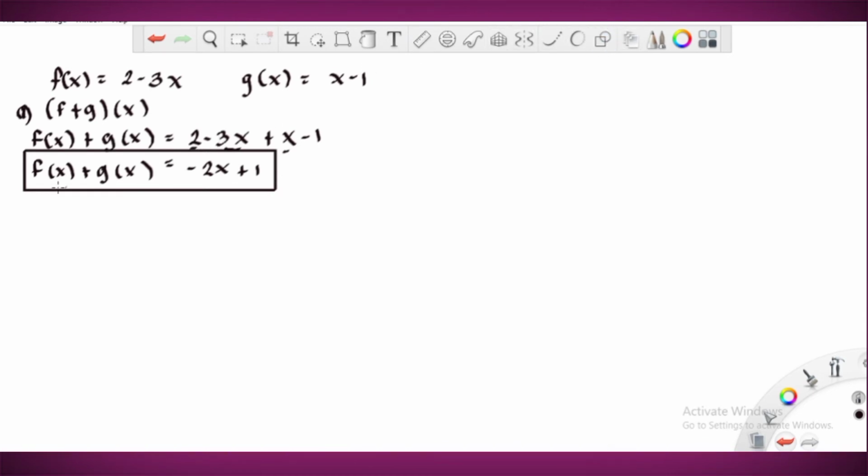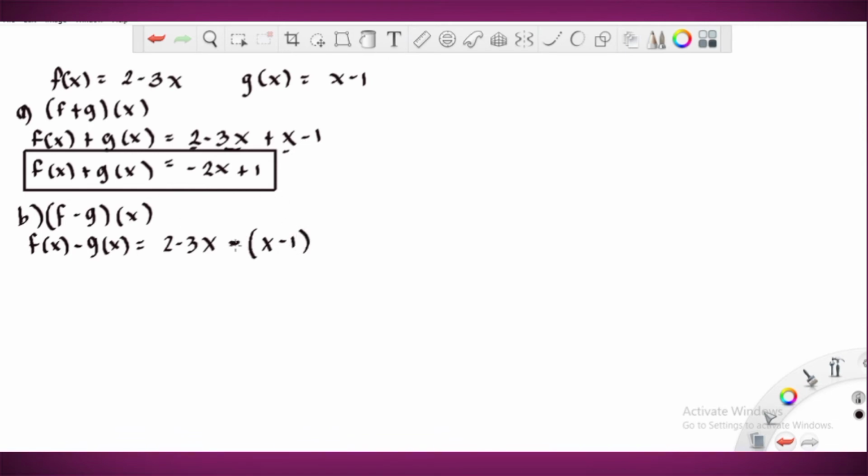Okay? Let's have the second one. The difference. F minus g of x. This is the same with f of x minus g of x. Copy f of x. Ito po ulit siya. 2 minus 3x. And then minus. So we have to be careful because the operation is subtraction. Since binomial yung ating g of x, let us put that inside the parentheses. Quantity of x minus 1.